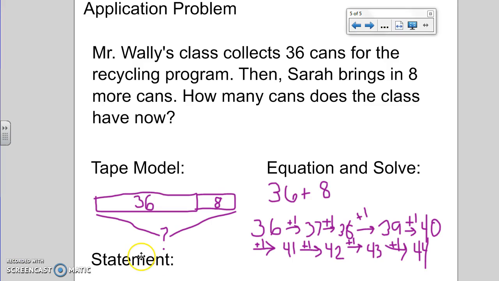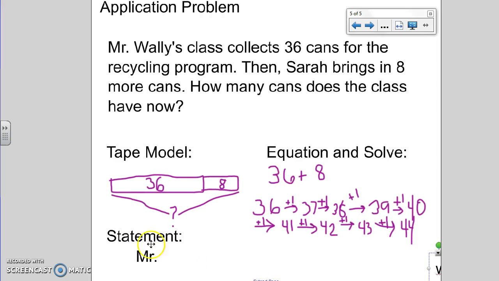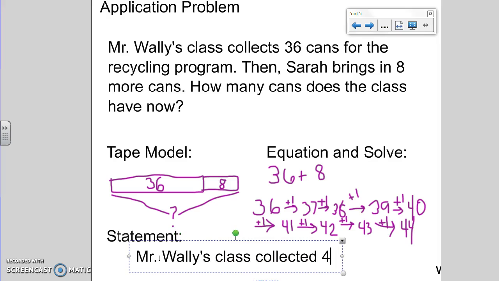So the last part is that I have to write a statement proving that I know what the right answer is. So since my answer is 44 and we're talking about how many cans Mr. Wally's class collected, we're going to write Mr. Wally's class collected 44 cans. Revise or change your answer if you need to. Once you're finished, move on to a new activity on your playlist.